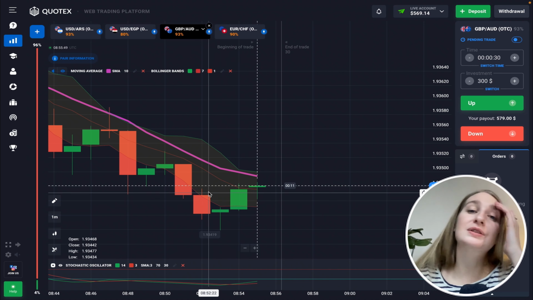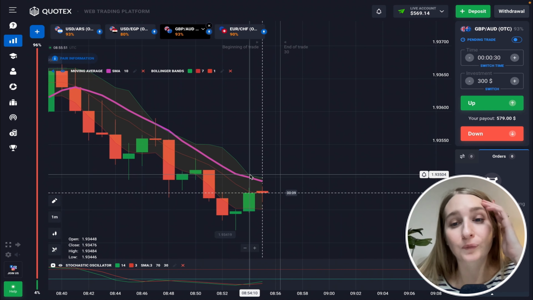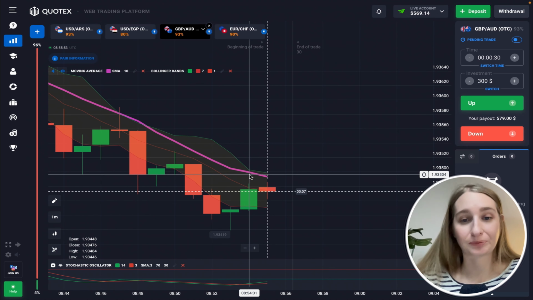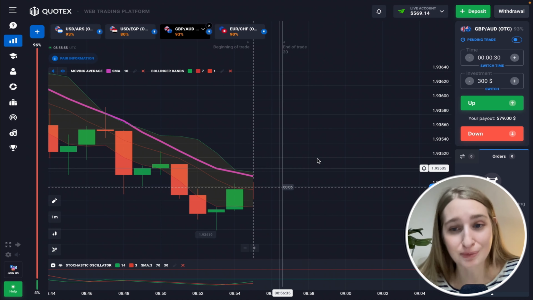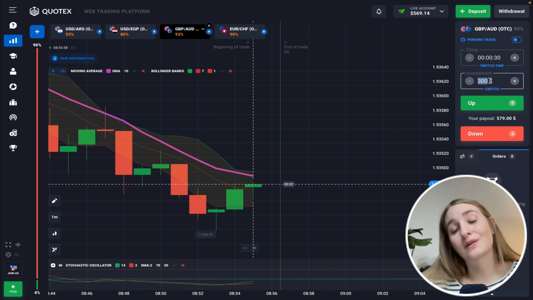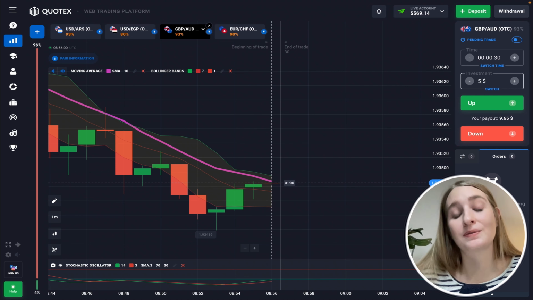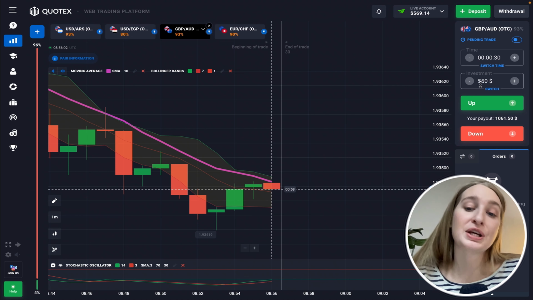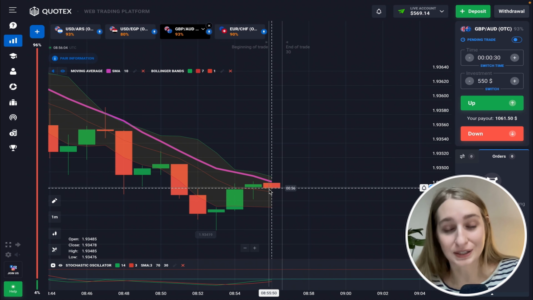So let's zoom in and see what I can do here. Let's change our investment, of course. I think $550, and let's check out the situation with greens.